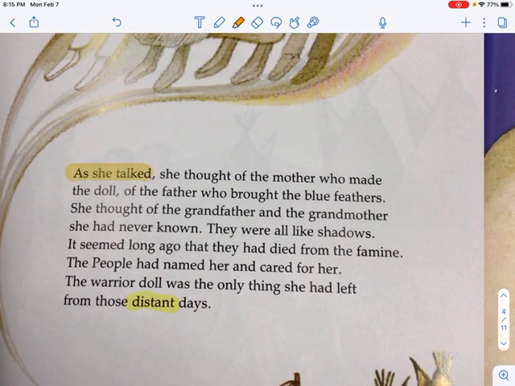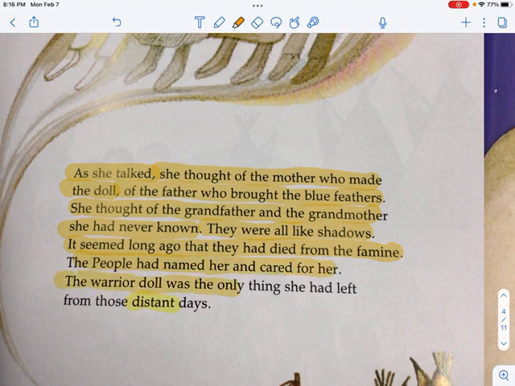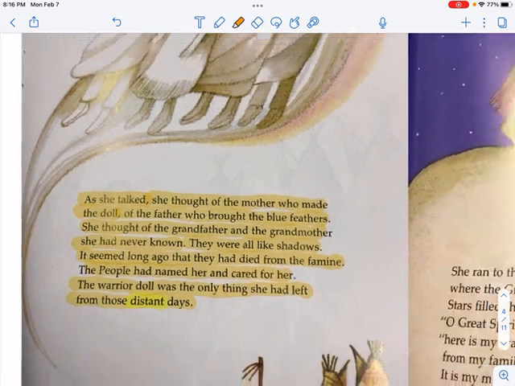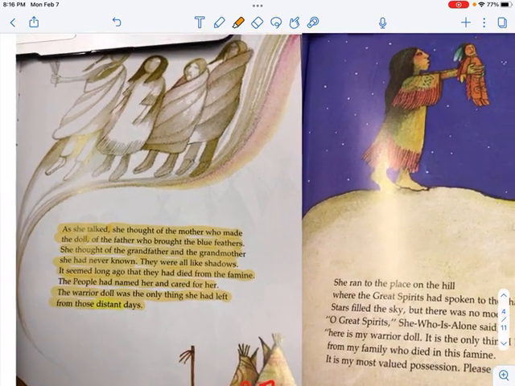As she talked, she thought of the mother who made the doll, of the father who brought the blue feathers. She thought of the grandfather and the grandmother she had never known. They were all like shadows. It seemed so long ago that they had died from the famine. The people had named her and cared for her. The warrior doll was the only thing she had left from those distant days. Here's a picture to go with it.